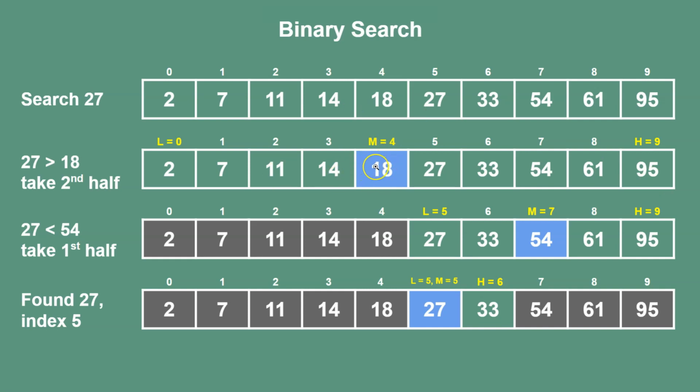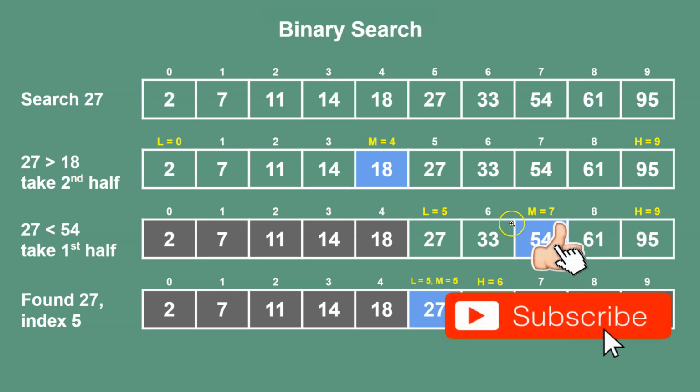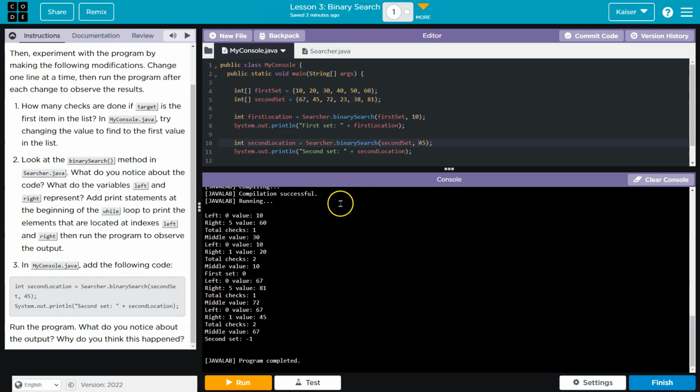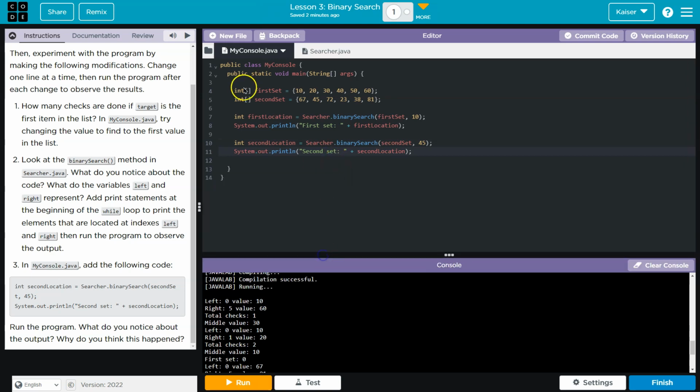18 is less than 27. I am not going to look at this part of the list. Now I grab a new lowest number at index 5, a new highest number, which would still be at index 9, and look at the middle. 57 is greater than 27, so I throw out this half of the list and kapow. That is a binary search. That's what we're doing here as well. Cool. Complicated, we'll get it. Onward.